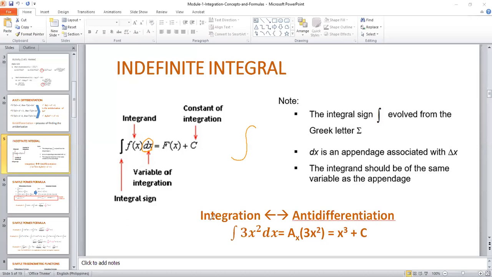Okay? So now it's very clear here that integration and anti-differentiation are the same thing. This one is just one long word compared to integration. But when you find the antiderivative of a given function, it's just like integrating it. Okay? It's just like you also perform the process of integration. As you could see here, you have the integral of 3x squared dx is equal to x cubed plus c. How did this come about? We will know in the succeeding slides. Any question?